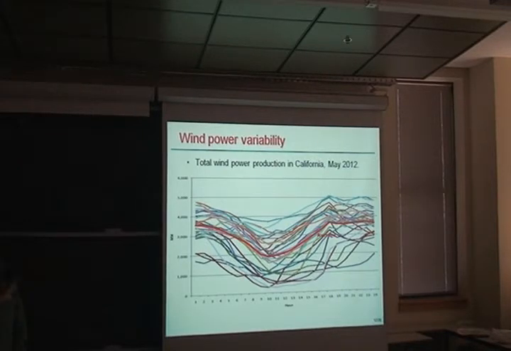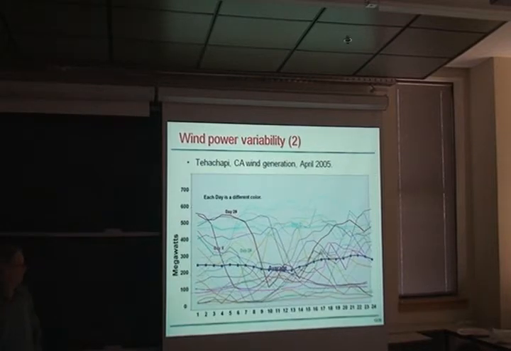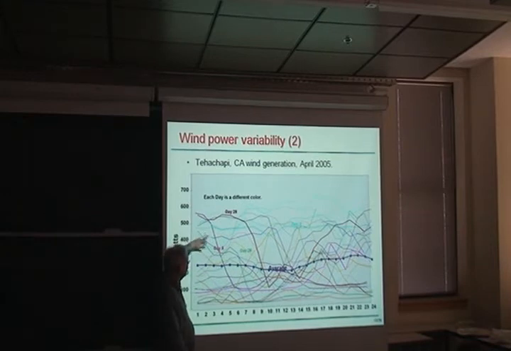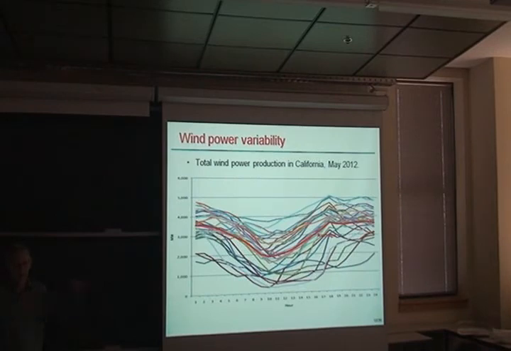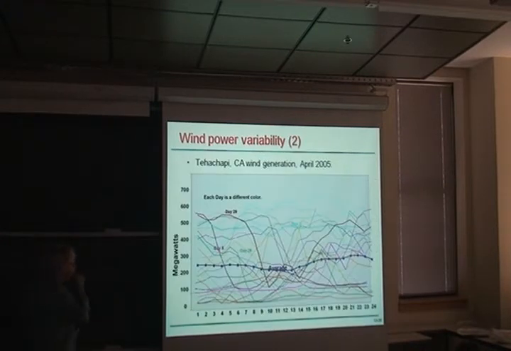This shows the total that's averaged over the entire state. If you look at a single wind farm, it's all over the place. This is a different day, but it's every day in April 2005 from one particular wind farm. When you average over a large geographic area, you get a smoothing happening. It's the law of large numbers that's helping out there. When you look at individual wind farms, you don't see that same smoothing.